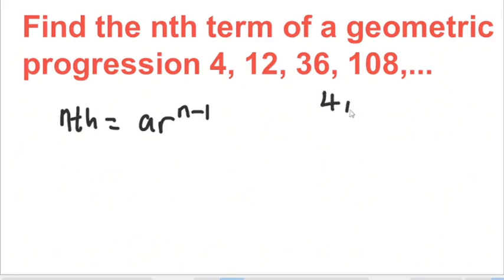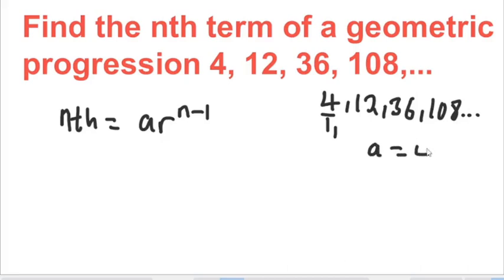So we have 4, 12, 36, 108. This is our sequence. 4 is our term 1, then 12 is our term 2, 36 our term 3, 108 our term 4. So a is equal to 4, which is the first term. Then r, the common ratio, is found by dividing term 2 by term 1, or you can say term 3 divided by term 2. You are going to get the same value.